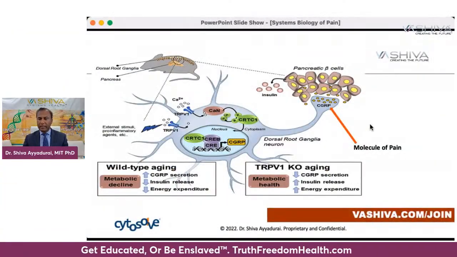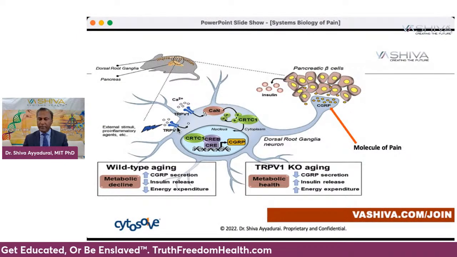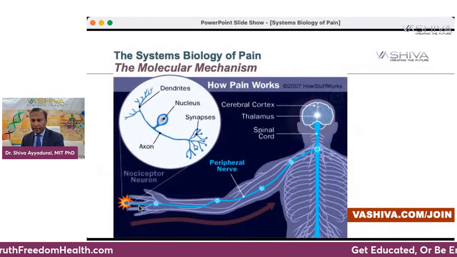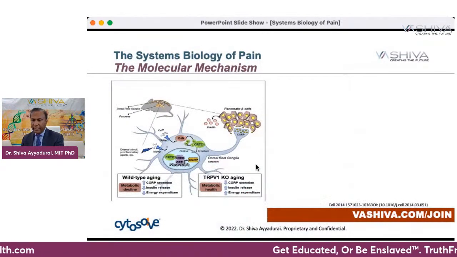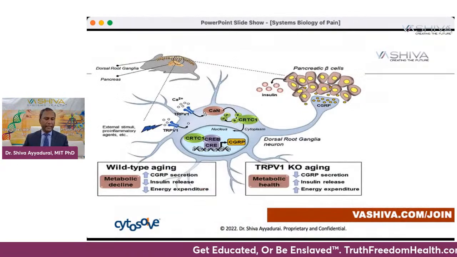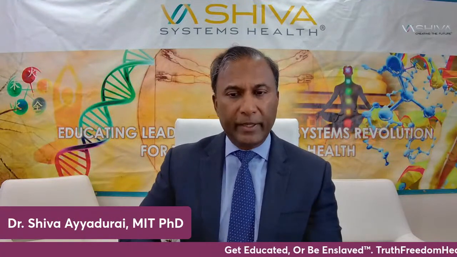TRPV1 receptors, right? Let me go back to this. So they created mice which didn't have these TRPV1 receptors right here. That means when the signal was coming up here, when it went to the dorsal root ganglion, these mice could not feel pain. And guess what? The mice lived on average 100 days longer, okay? So if people are suffering with chronic pain, you reduce your lifespan, okay?